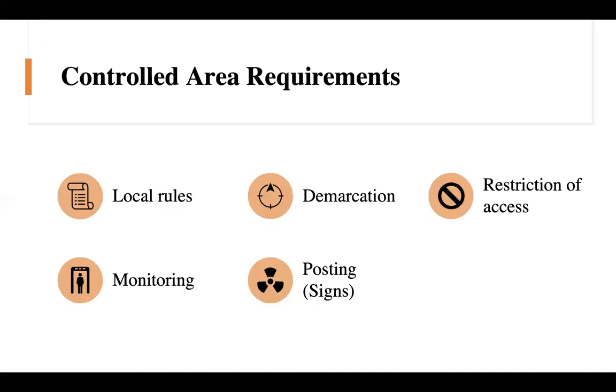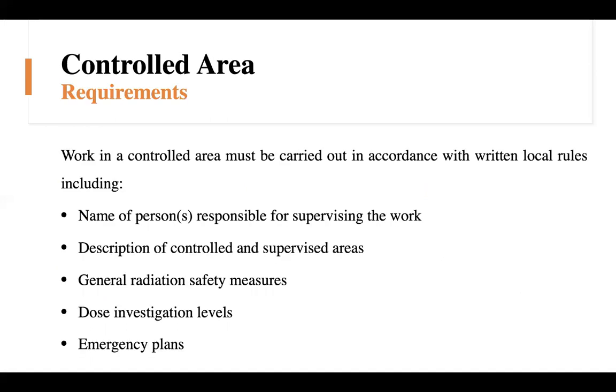Controlled area requirements: it requires local rules to control this area. Demarcation, restriction of access, monitoring, posting, and we will see which ones. Work in a controlled area must be carried out according to written rules, and this is also done by the RSO and the employer. You should have local rules, which depend on the international ones, and the ultimate goal is to achieve radiation protection. So you have to have a person responsible for supervising the work and also reviewing from time to time. Description of the controlled and supervised area.